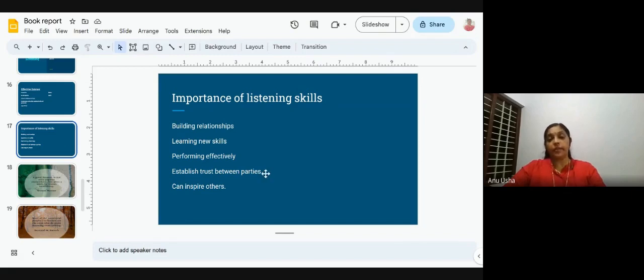And it will establish trust between the parties. Basically, in the workplace, in your family relationships, or between your friends or colleagues, you can have trust between the parties. And definitely, if you are a good listener, trust me, you can inspire others. If you try to listen to each and every person, and if you get to the correct points about them, they would feel like you are a good person. And the more they tell about you, you can give them good suggestions. And basically, that may inspire others.